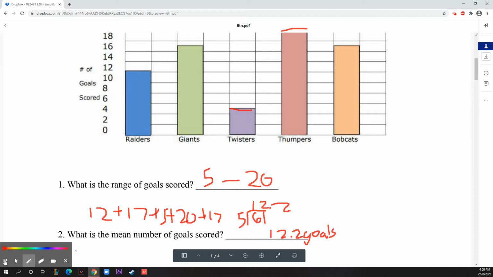Oh, my bad. No, it's not this. It's 12 plus 17 is 29, plus 5 is 34, plus 20 is 54, plus 17 is 71. Yeah, 71. So not 12.2, it's 14.2. So the answer is actually 14.2 goals is the mean number of goals.